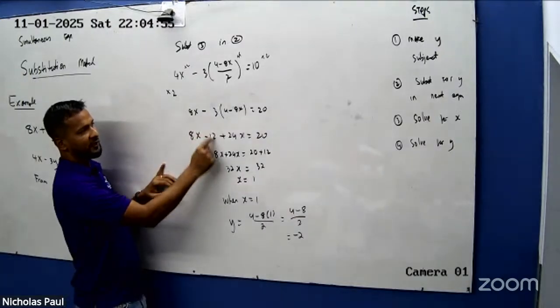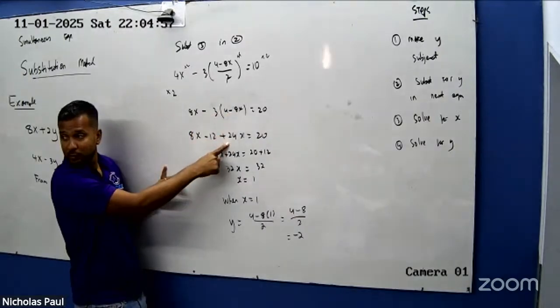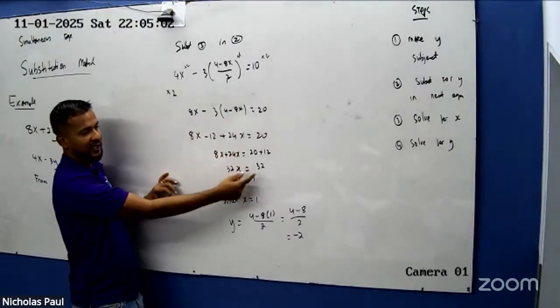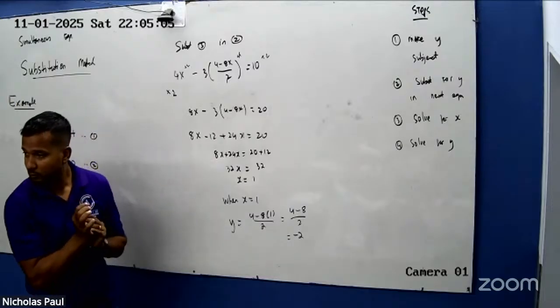Minus 3 by this, minus 3 by this. But I'm going to get it practice. And then I bring the x's together and I solve it. Right?